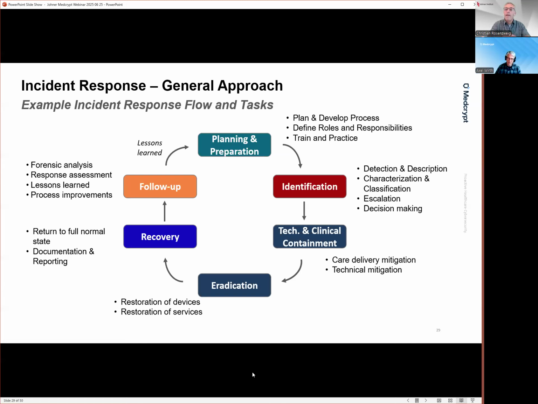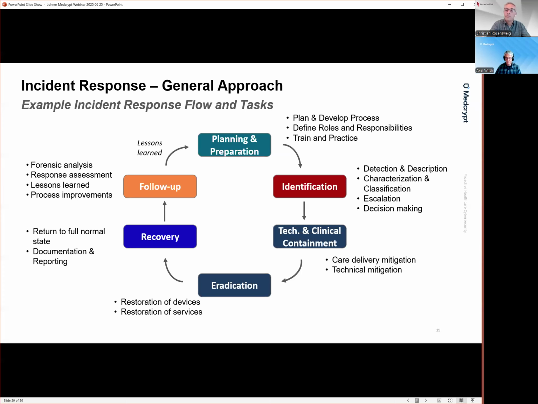Did I respond appropriately? Why did that incident happen? Why was I not prepared better for it? Did I have the right people involved? Did I have the right contacts I needed? And all those questions that need to be asked that then lead to improvement of your incident response plan.